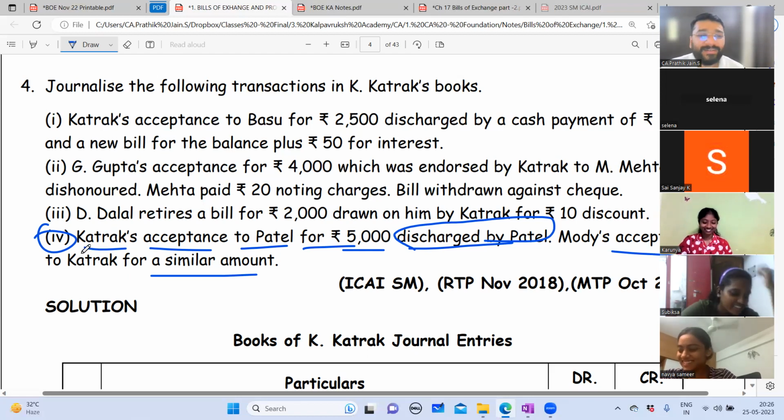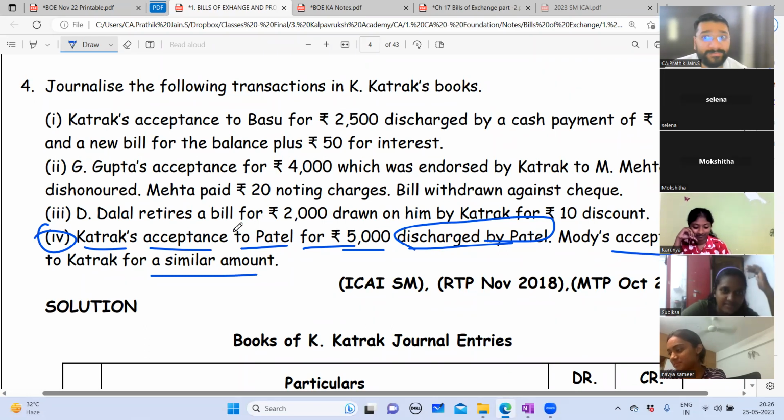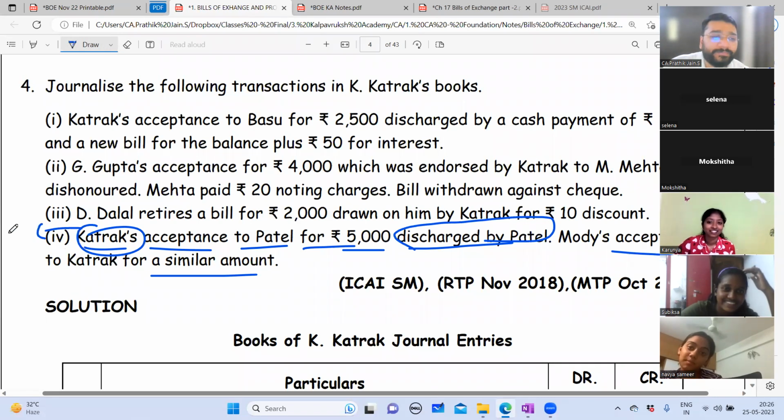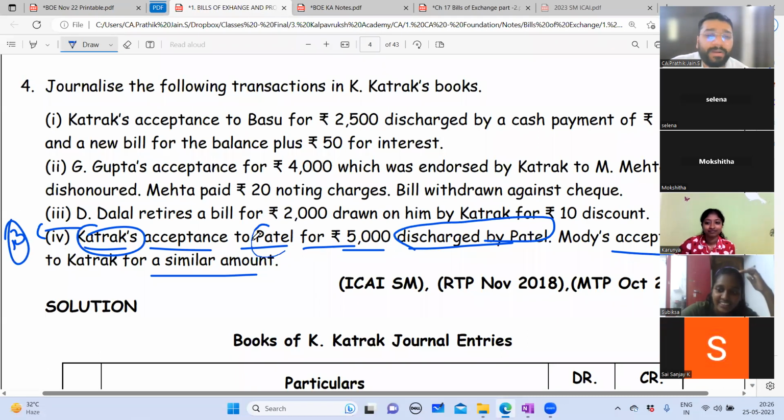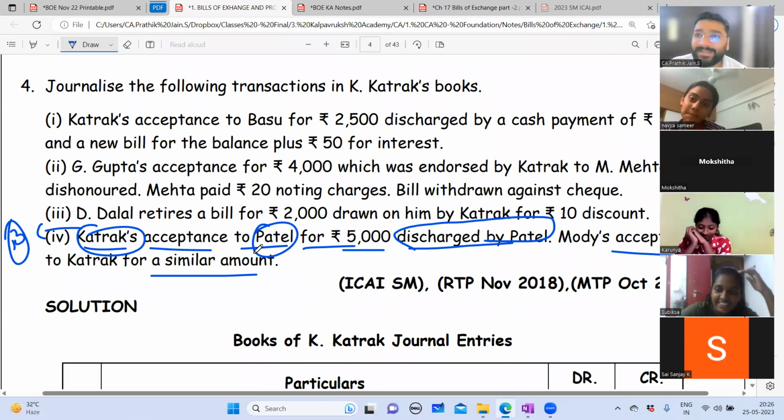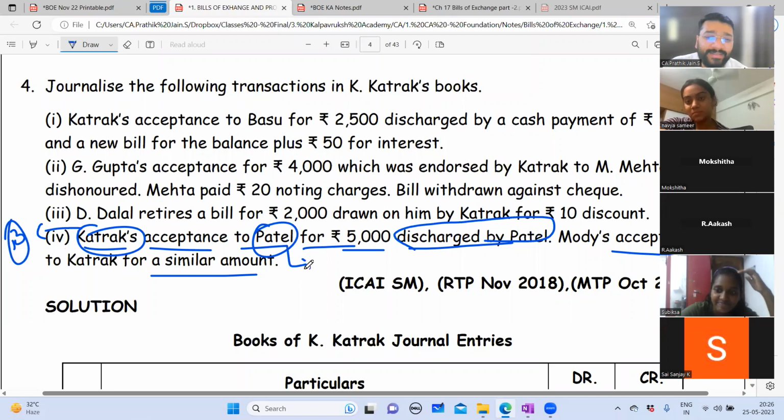Now, in the first instance, who is Katrak, who is Patel? Patel, seller. Katrak's acceptance. Katrak is acceptor. So who is he? Katrak. Buyer. Very good. Only 2-3 people are enjoying nicely with me. Others are nicely sleeping. I know. Katrak is accepting, so he's a buyer. Patel, seller.